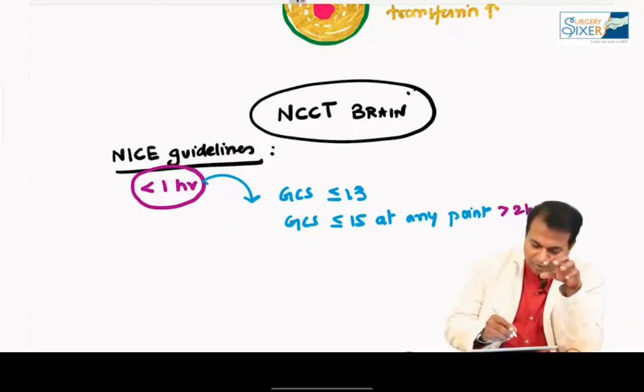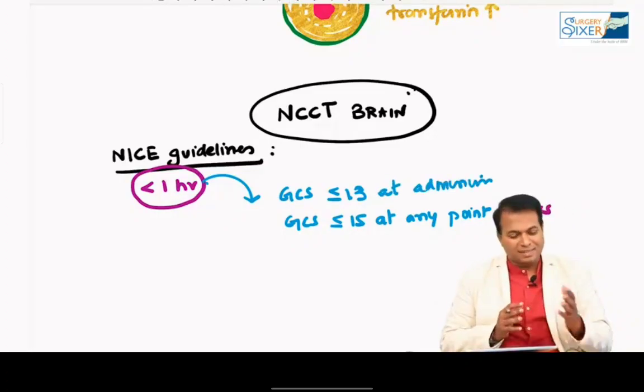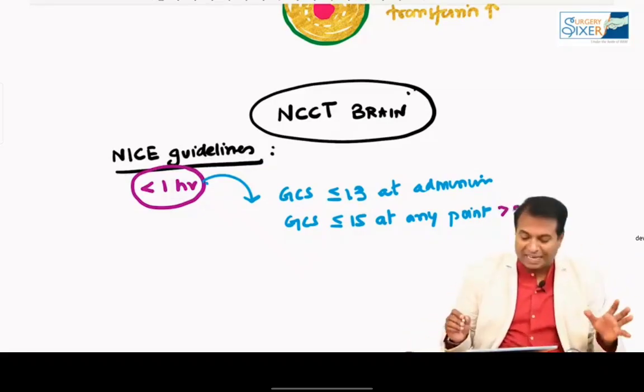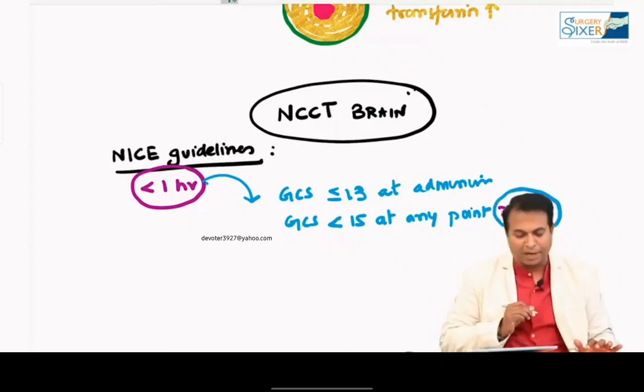So please understand, when will you take a CT scan? GCS less than or equal to 13 at admission time. The patient is getting admitted in your ward with GCS less than or equal to 13 at the time of admission. After admission, he's roaming in the ward, he's there in your ward for more than 1 day. Suddenly, at any time, his GCS becomes less than 15, not less than or equal to 15, less than 15. At any point after 2 hours of admission in the hospital, you should take a CT scan within 1 hour.